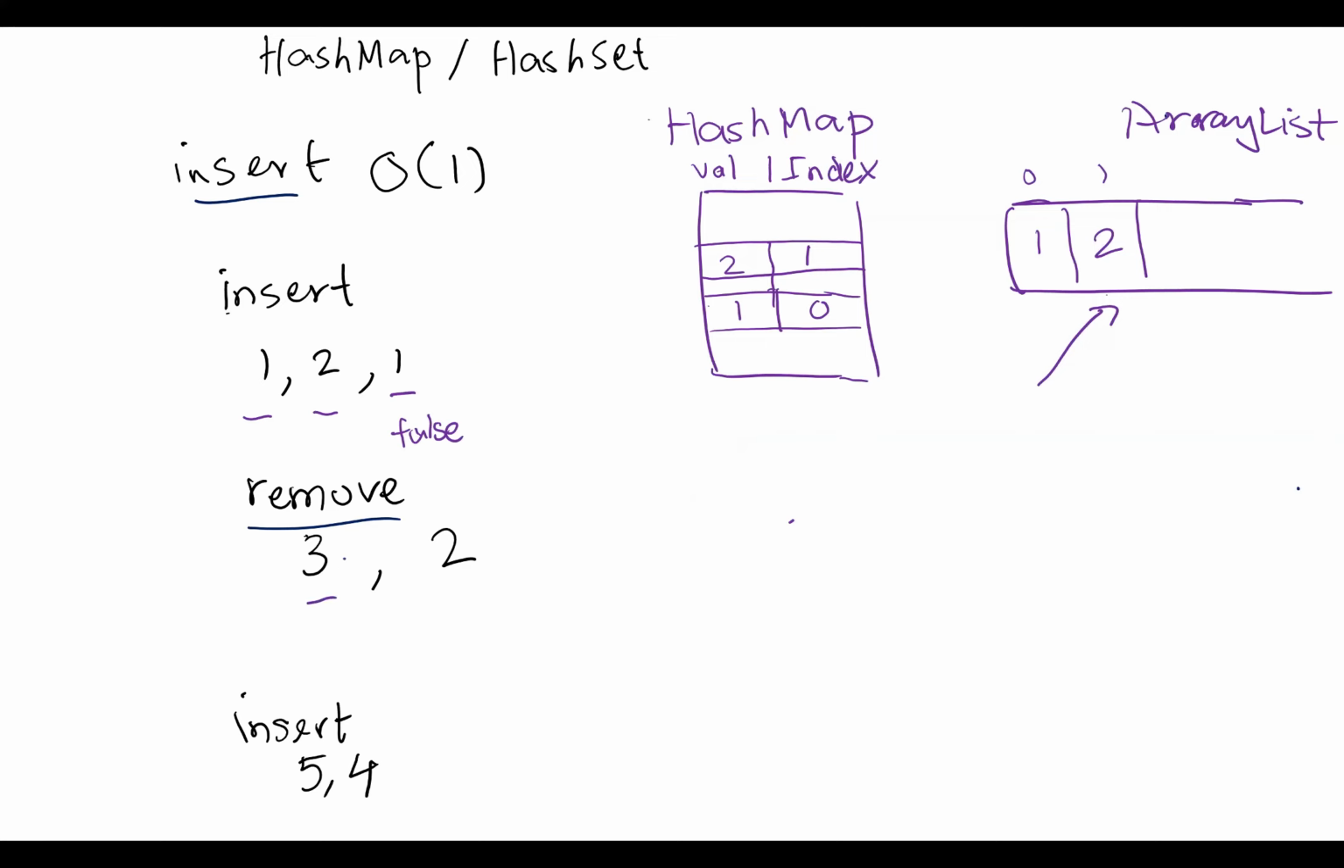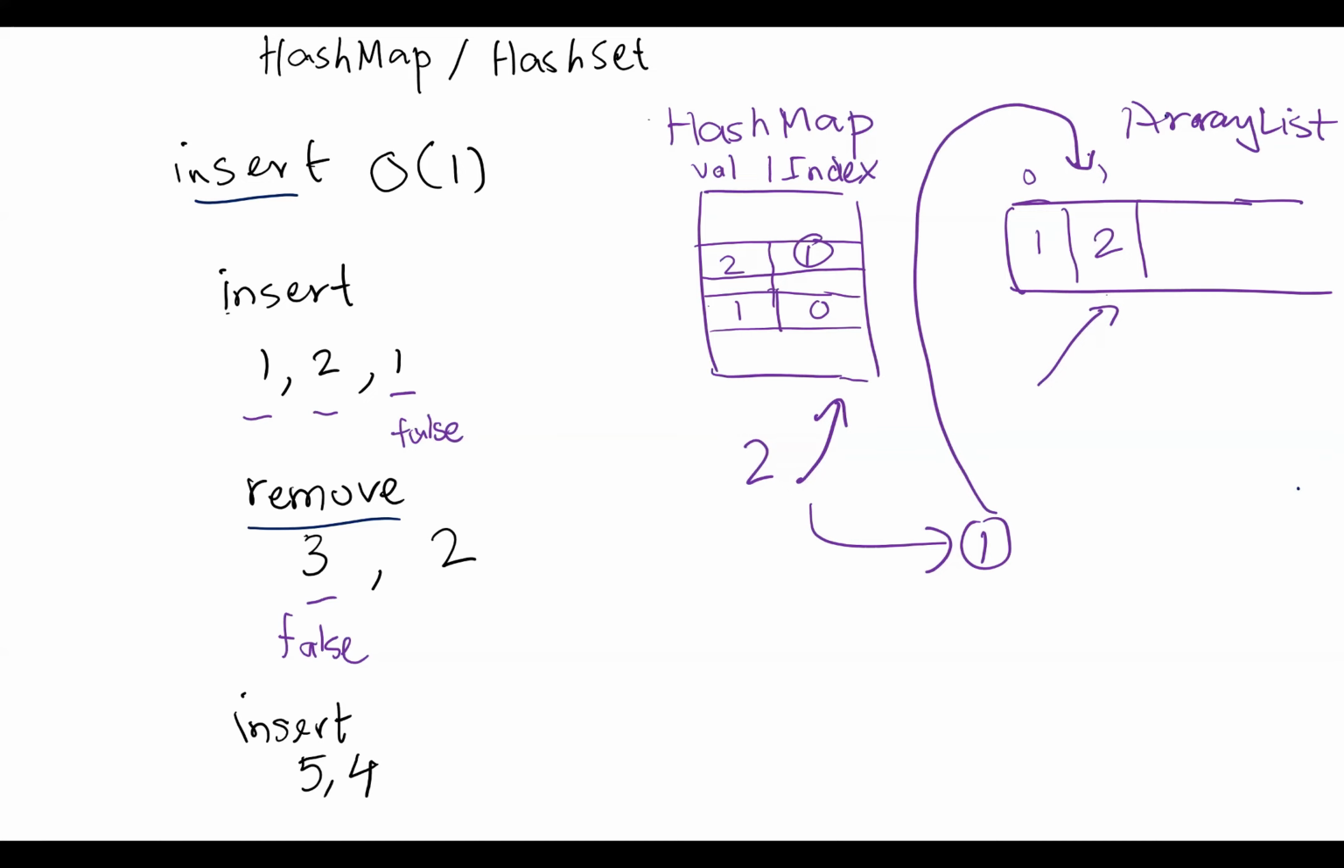Now remove. Before removing 3, I go and ask, hey, is 3 there? No, 3 is not there. So I don't do anything, and I just return false, right? Okay, next, 2. Yes, 2 is there, and it gives me the index, which is 1. So I know where I have to go, right? So I just jump to this first index and delete it, and this is done in order of one time, okay?